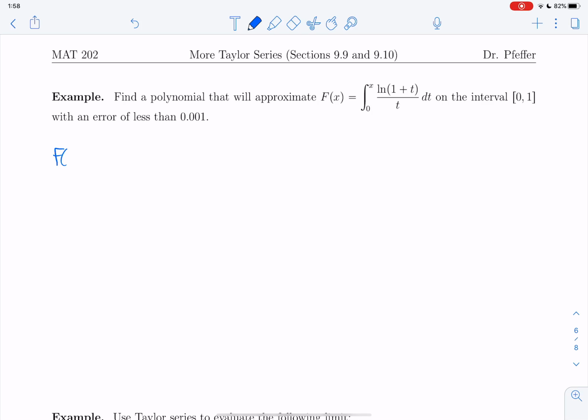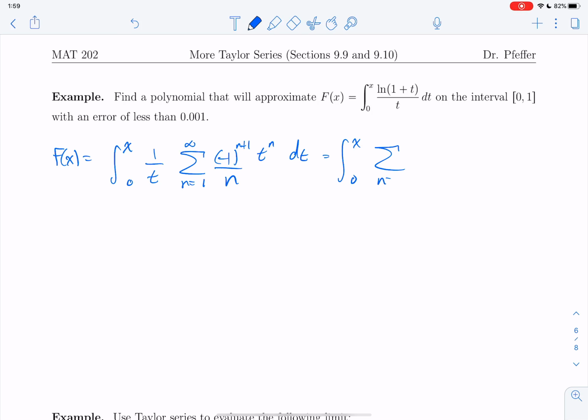So what we'll notice here is that f of x is equal to the integral from 0 to x of 1 over t times the natural log of 1 plus t, which we do have a series for. That's the series from n equals 1 to infinity of -1 to the n plus 1, t to the n over n, dt, which by moving the 1 over t inside, this is going to be the same as the integral from 0 to x of the series from 1 to infinity of -1 to the n plus 1 over n, t to the n minus 1, dt.